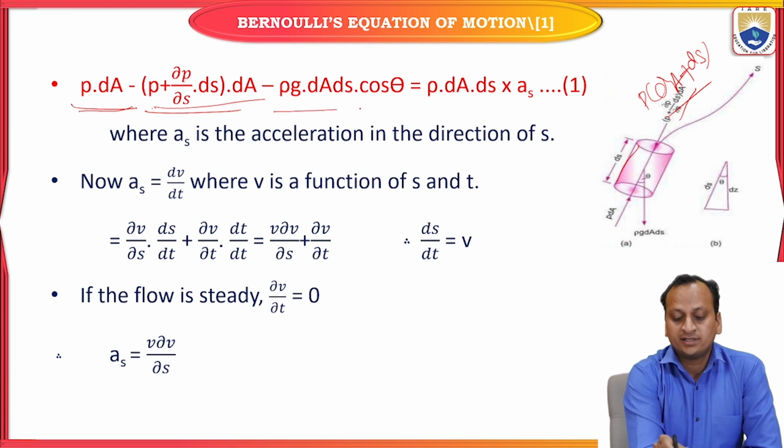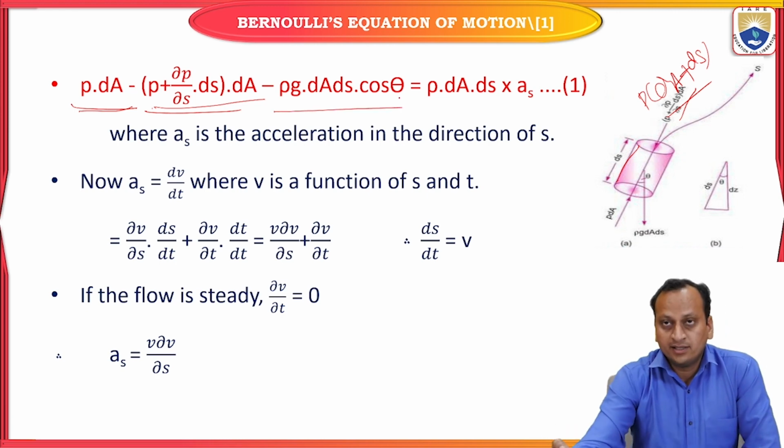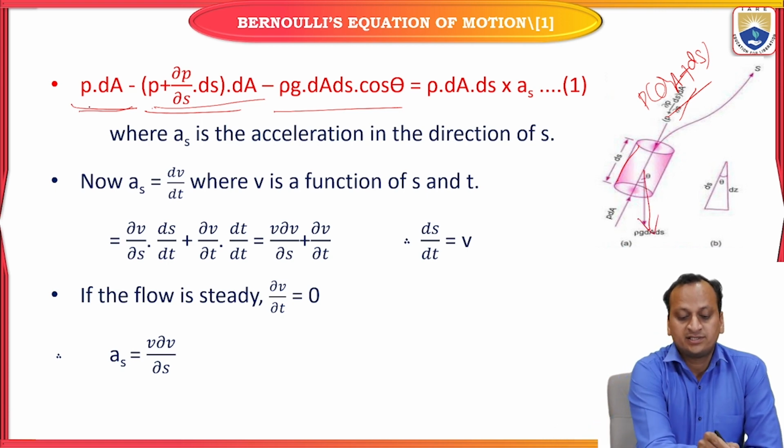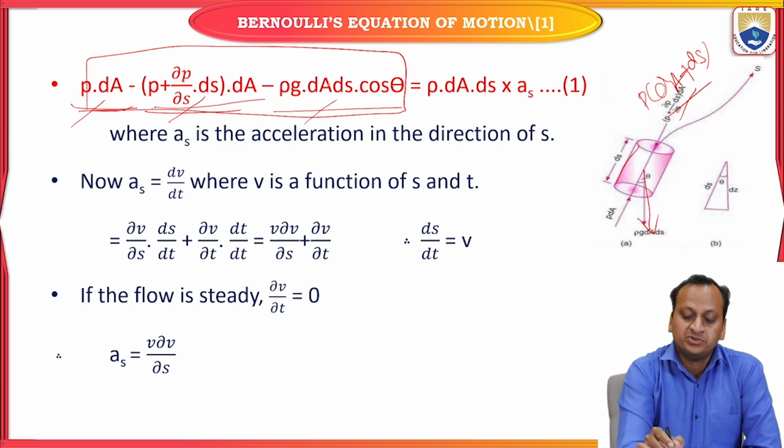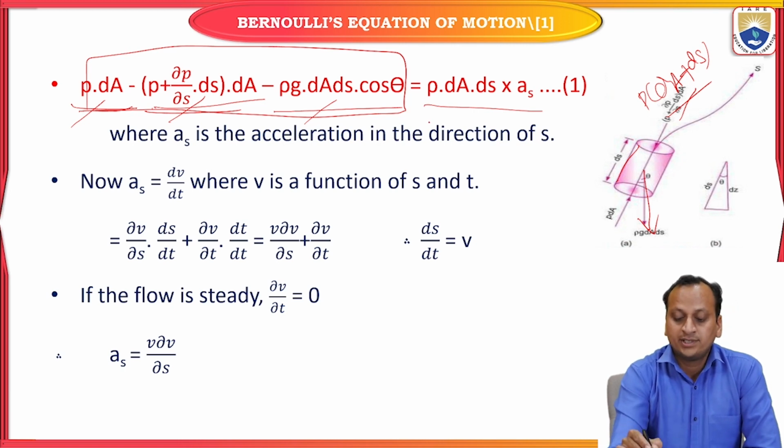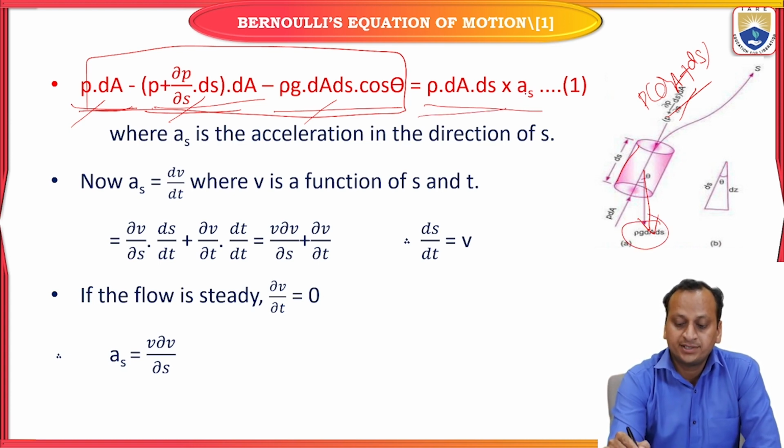And another one is the force due to the self weight of the fluid particle, which is acting downward: rho g dA ds cos theta. So these are the three forces acting on a fluid element. One is the pressure force at the inlet, the pressure force at the outlet, and the weight of the element which is acting downward, and this should equal the product of mass and acceleration. So mass is rho into dA ds. The weight becomes rho g dA ds, but mass becomes rho into dA ds multiplied by acceleration.